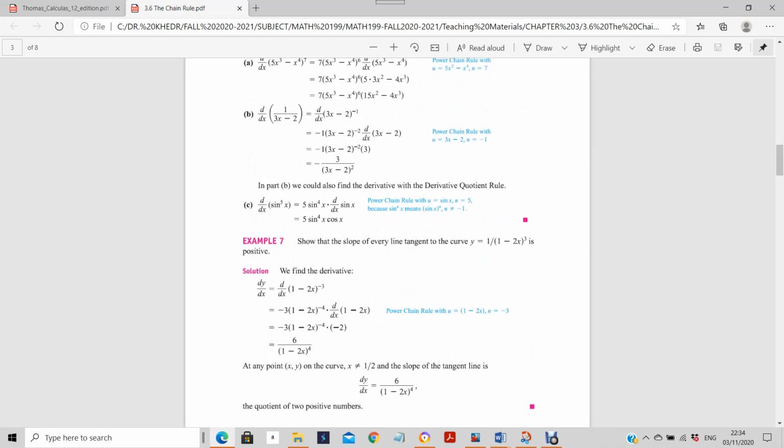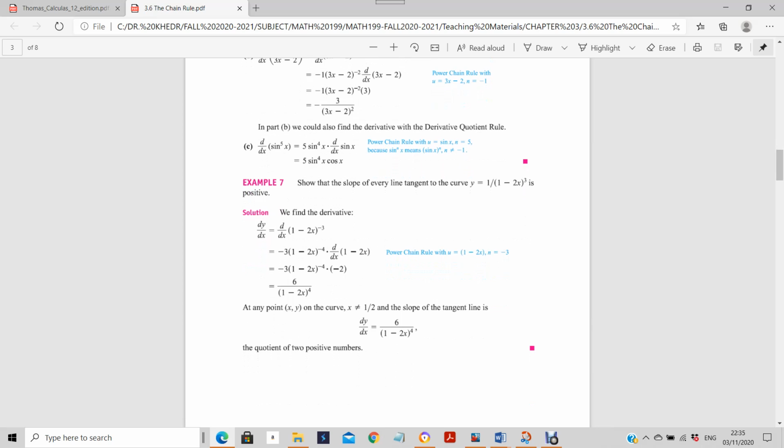Part C here is the derivative of sine to the power of 5 of x. Again, we'll use the outside inside. It becomes 5 sine to the power of 4 of x multiplied by the derivative of the inside, which is sine x. And the derivative of sine x is cosine x. So the final answer will be 5 multiplied by sine to the power of 4 of x times cosine x.